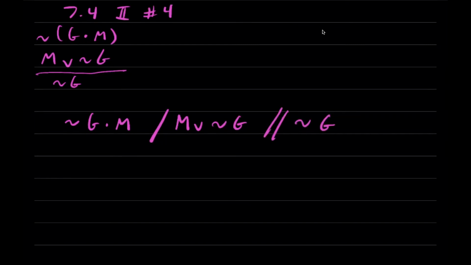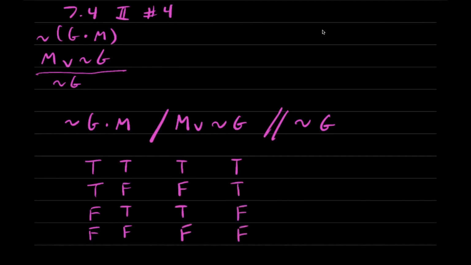Okay. Notice we only have two types of simple statements here. We have G and M. So we're only going to need 4 rows. Under the first letter, 2 trues and 2 falses. Under the next unique letter, which is just M, 1 true and 1 false. 1 true and 1 false. And we're going to repeat those columns everywhere they occur. So under M, we're going to copy the M column. True, false, true, false. Under G, we're going to copy the G column. True, true, false, false. And here, under G, we're going to copy the G column once more. True, true, false, false.